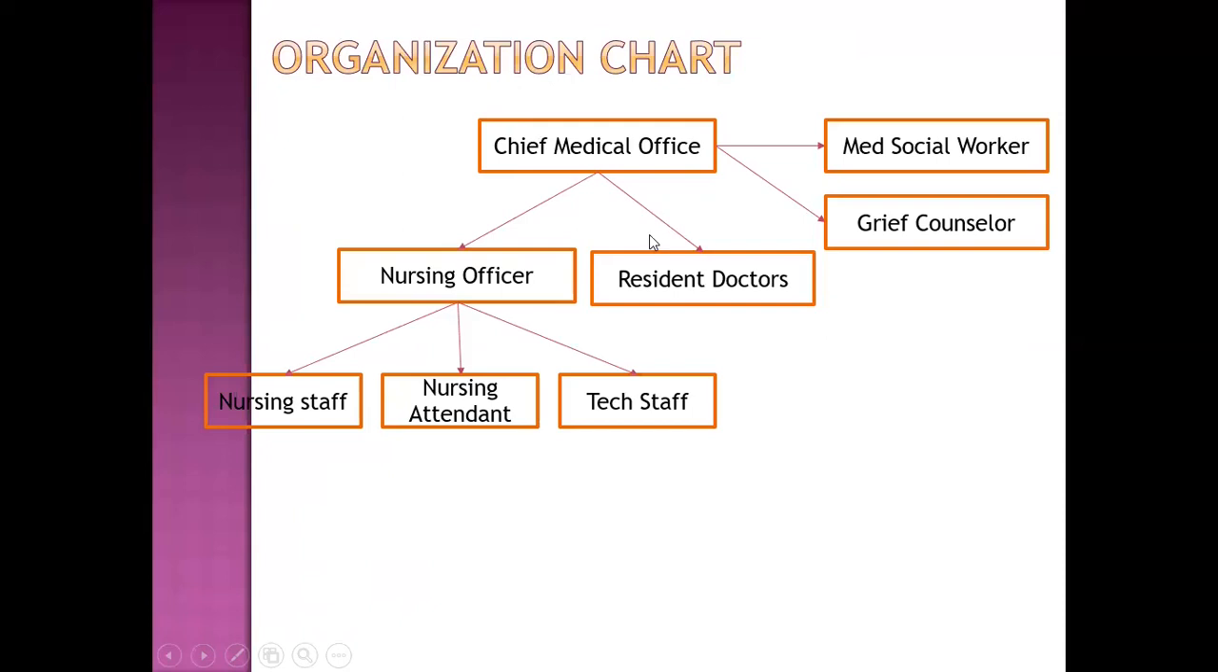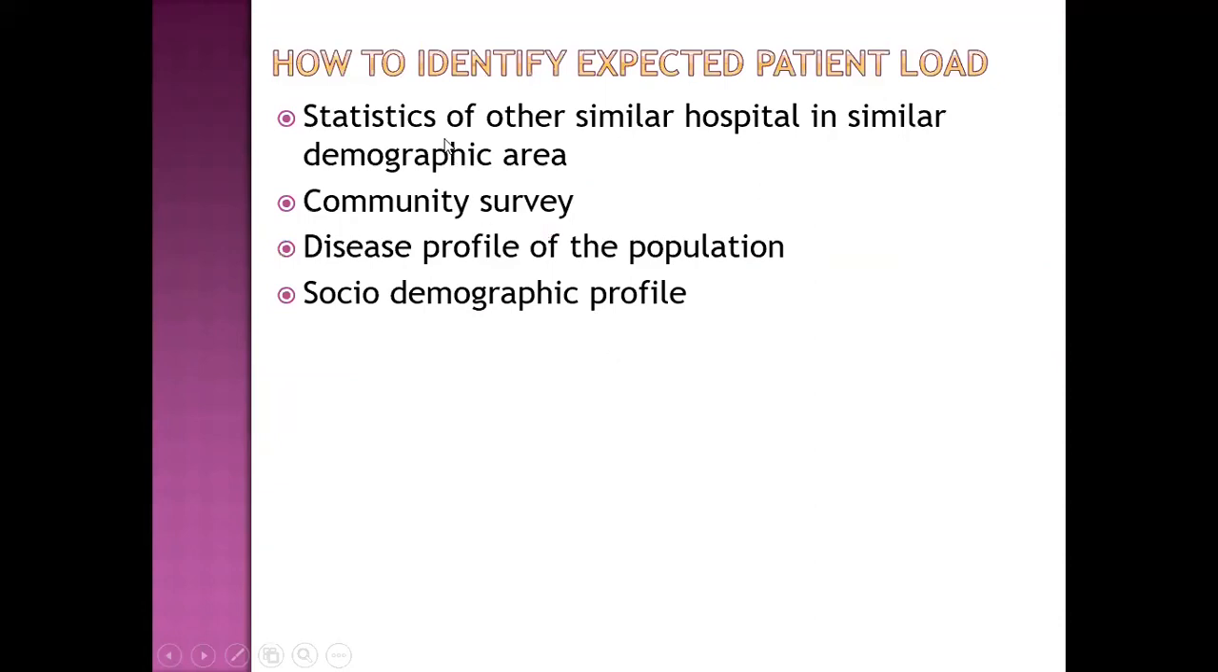This is the organization chart of an emergency room. There is a chief medical officer who is in charge of the emergency room, and then there are nursing officers, resident doctors, grief counselor, and medical social worker. Under the nursing officer, there are nursing staff, nursing attendants, and technical staff. Then, how to identify expected patient load.